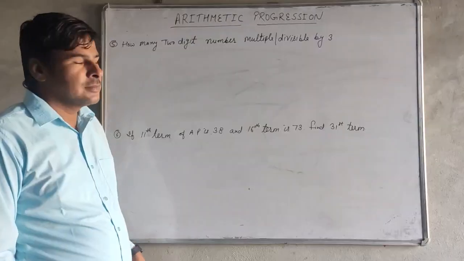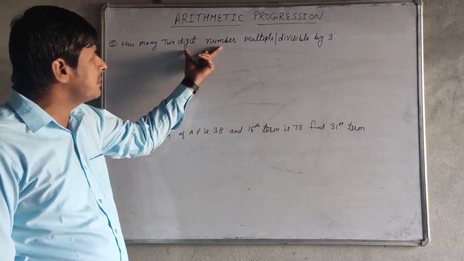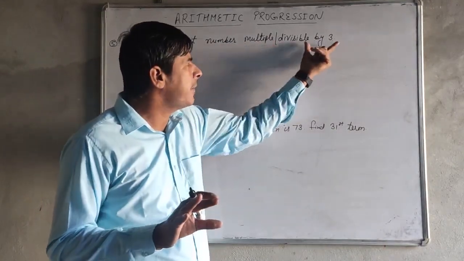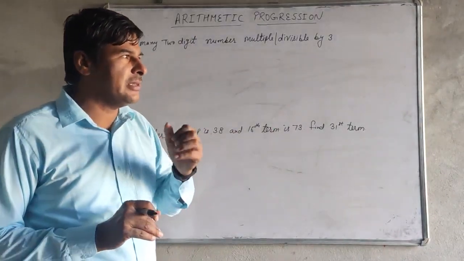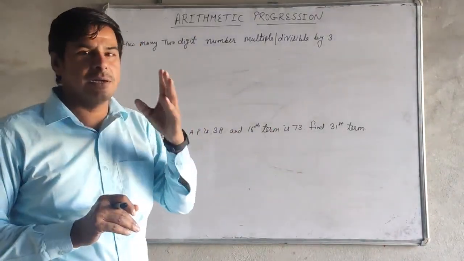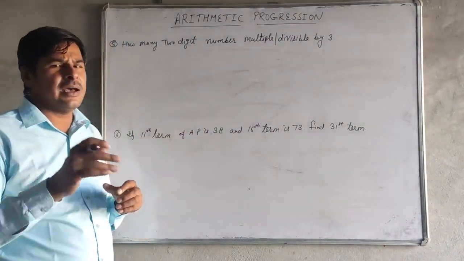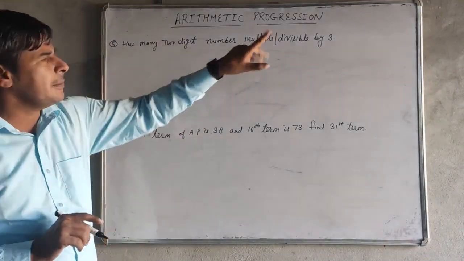Pause. Now the next sum. How many two-digit numbers are multiples, or divisible, both are the same, by 3? So we have to find such sums. There are many sums like this, with two-digit numbers, three-digit numbers, and the examiner can ask us about this type of question. Two-digit number, multiple of 3.